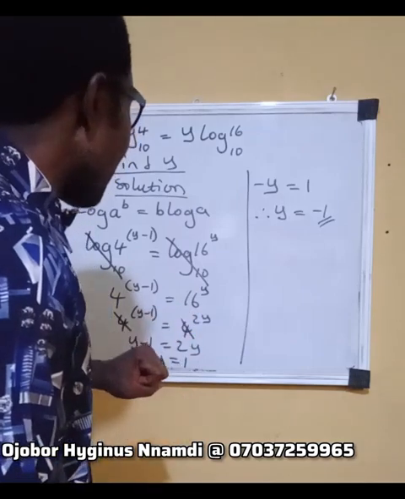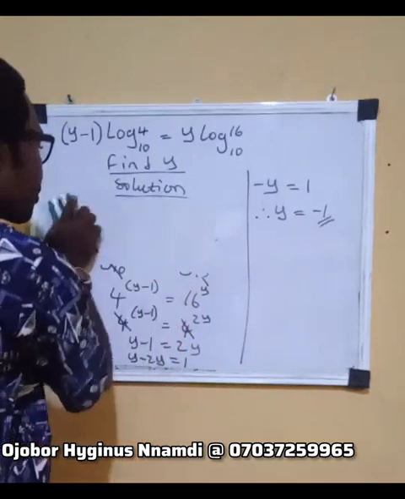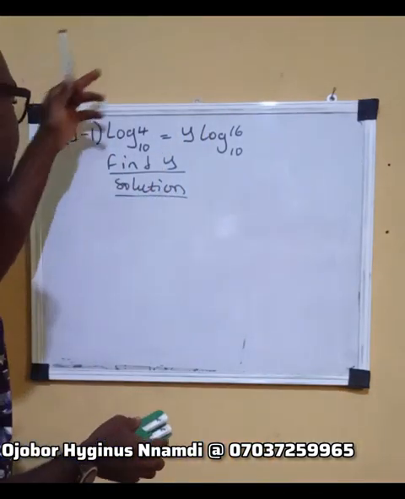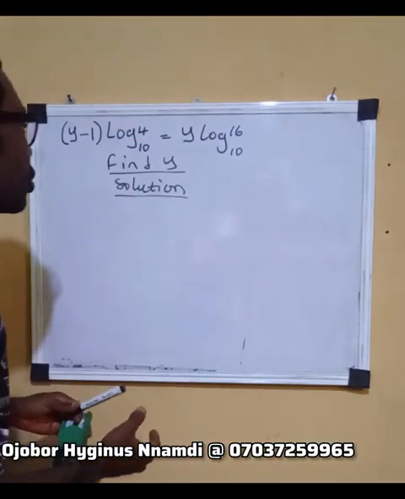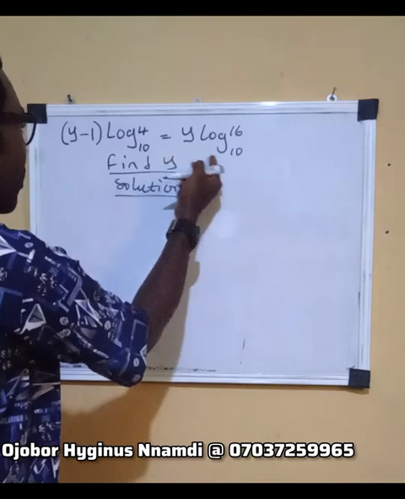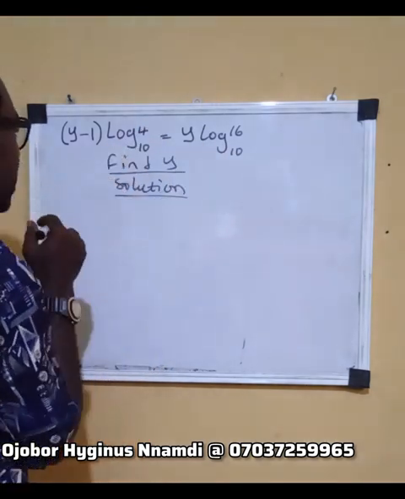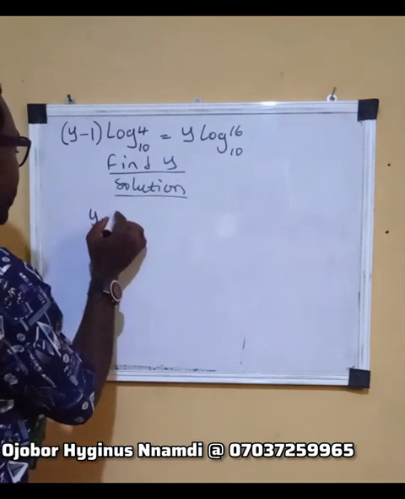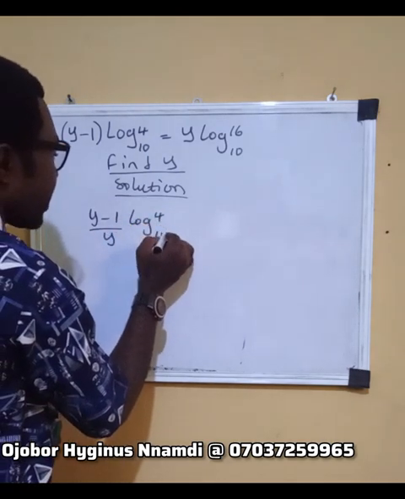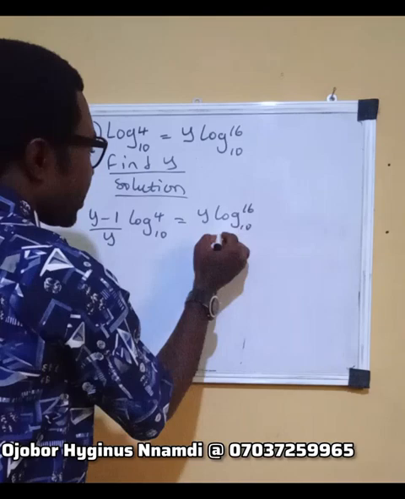Let's look at this other way so that you can see the varieties and make your choice. Instead of moving over what is here to become the power, we can decide to divide both sides of the equation by y so that the ones that are having log will be on the same side and the variables will be on the other side. So we're going to have y minus 1 divided by y log 4 base 10 equal to y log 16 base 10 divided by y.